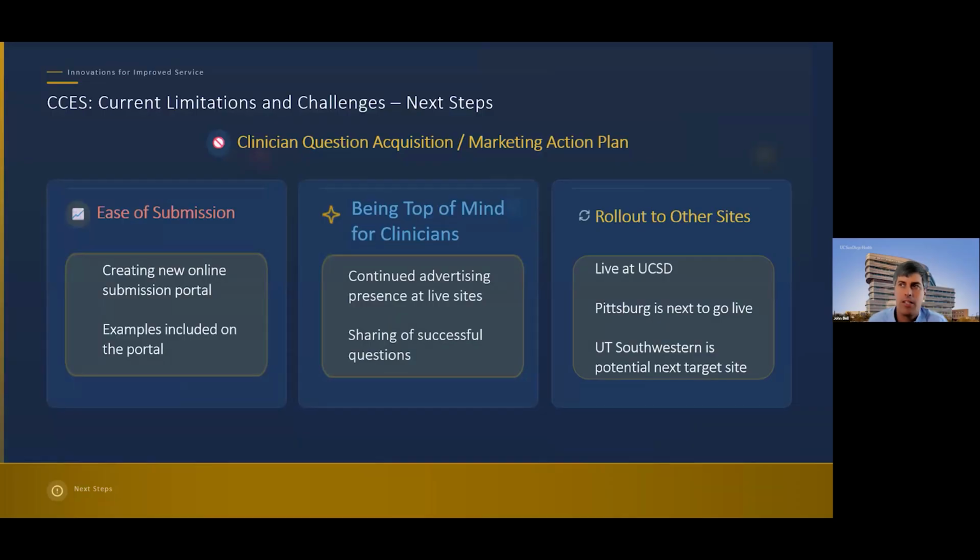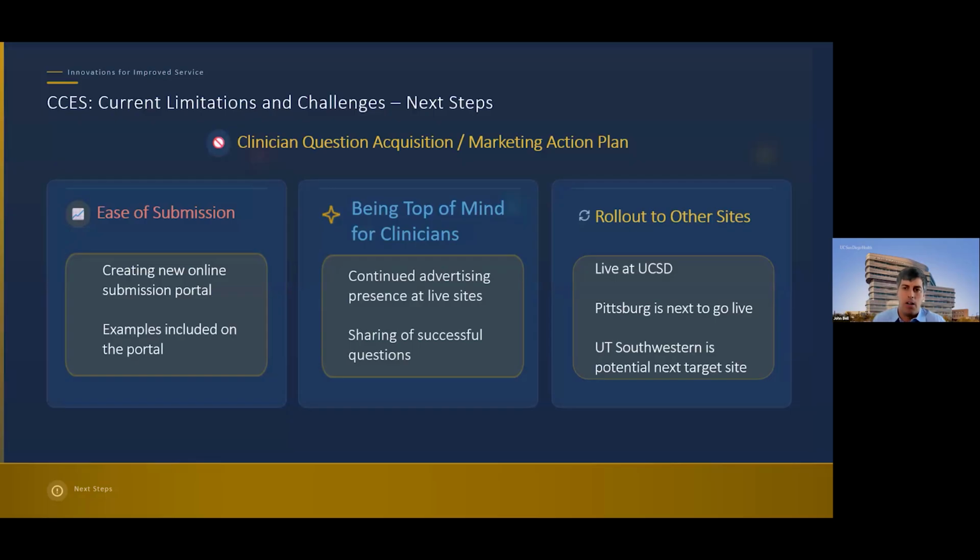And then next, for the clinician question acquisition, we're working on making it easier for clinicians to submit questions. Right now, we've been using an ENACT CCES email at UCSD. We're working on creating a new online submission portal that we can put on the ENACT website, so it'll help with our rollout to other sites, so that we won't have a UCSD-specific portal of entry for submitting questions.